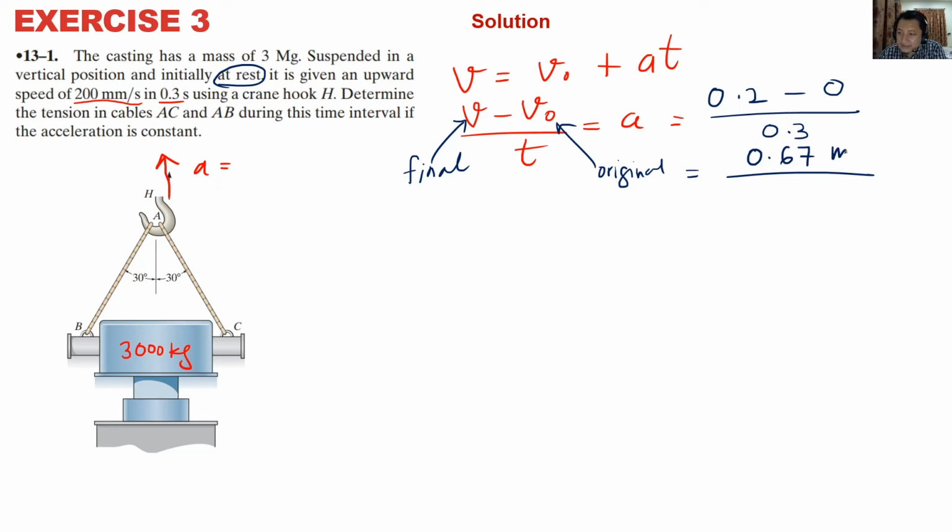0.67 meter per second every second, right? Or meter per second squared. This is the acceleration. Acceleration equals 0.67 meter per second squared. Determine the tension in the cables.